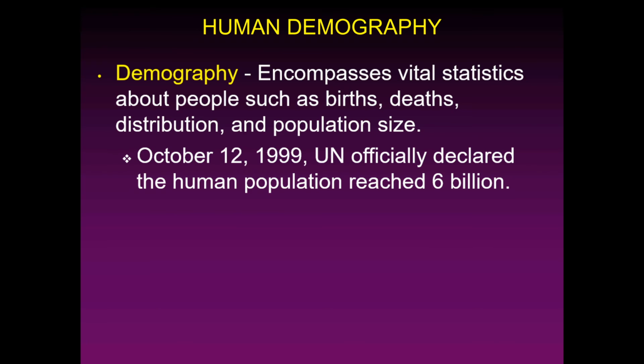So on October 12th, 1999, the UN officially declared the human population had reached 6 billion. As a reference, it's April 21st today, 2020, and we're over 7 billion right now. So this is an estimation at best. Again, right now it's a census year, because it's every 10 years and we're on our 10th year.